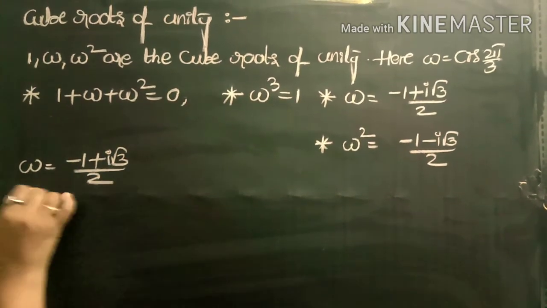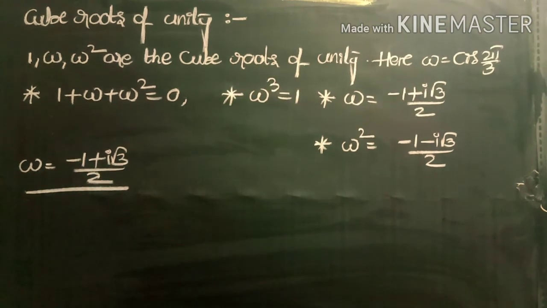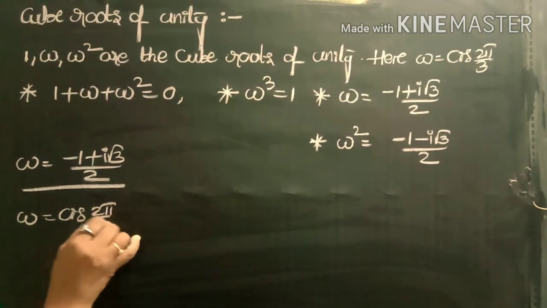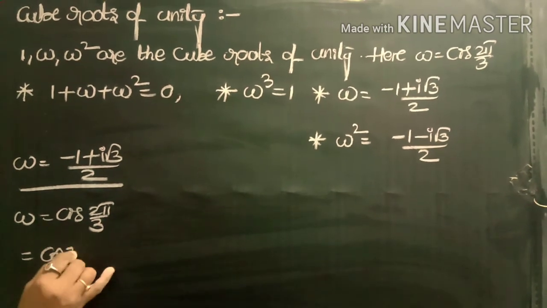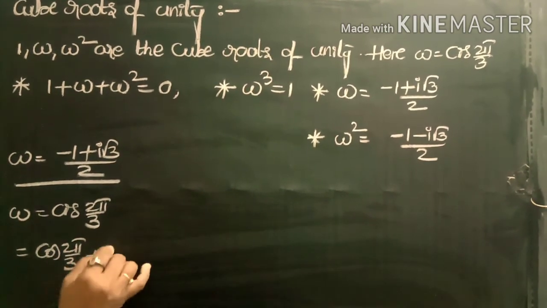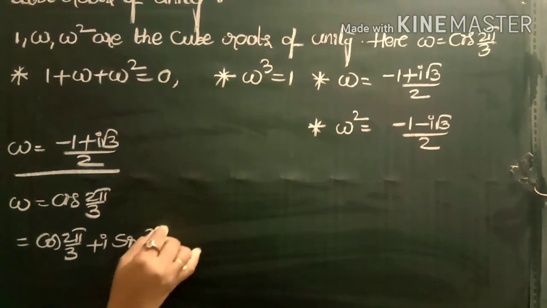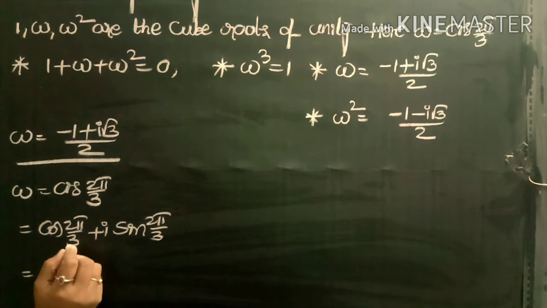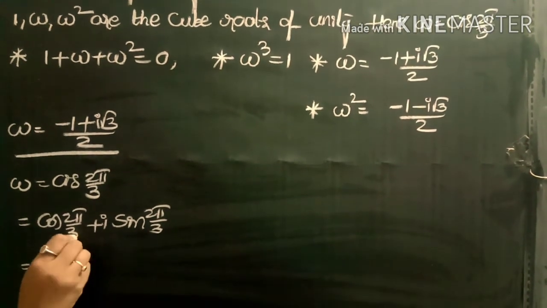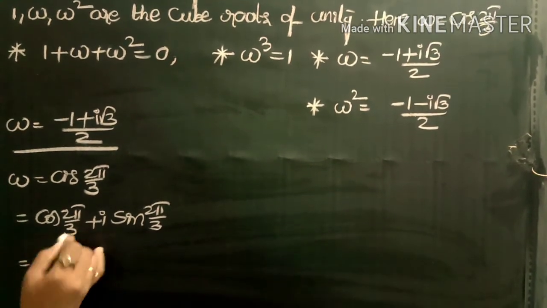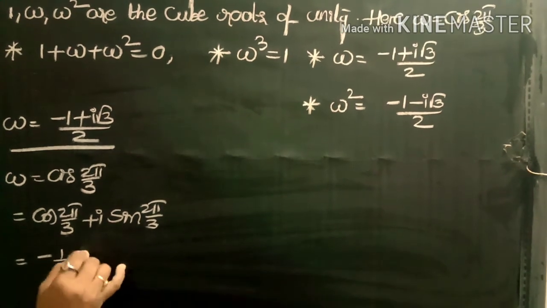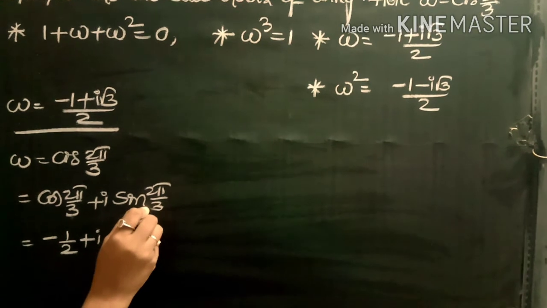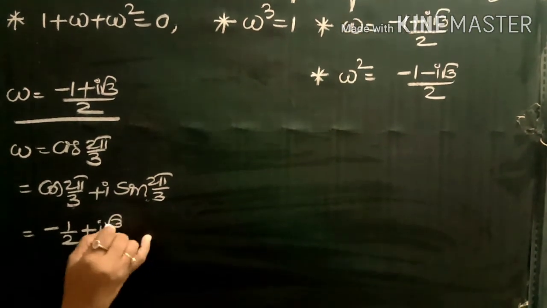Here we already know that omega is equal to cis 2 pi by 3. So omega is equal to cis 2 pi by 3, which is nothing but cos 2 pi by 3 plus i sin 2 pi by 3. Cos 2 pi by 3 is cos 2 into 60, 120. Cos 180 minus 60, second quadrant, minus cos 60, that is minus 1 by 2, plus i into sin 120. Sin 180 minus 60, second quadrant, sine is positive, that is sin 60, root 3 by 2.